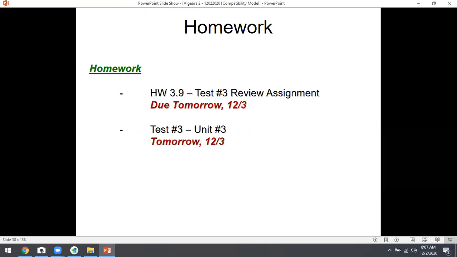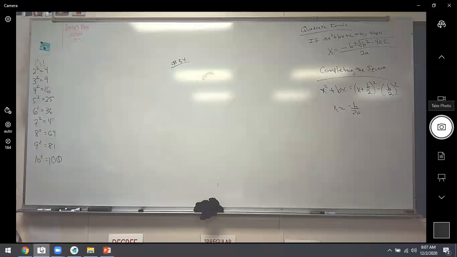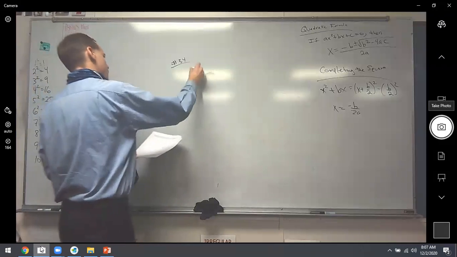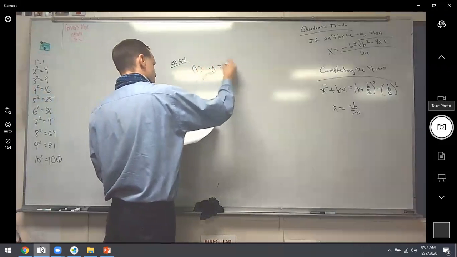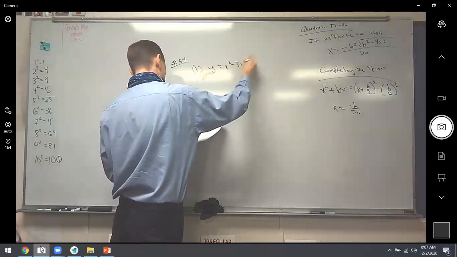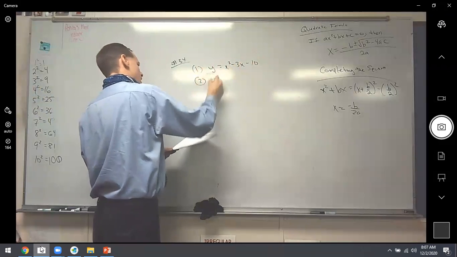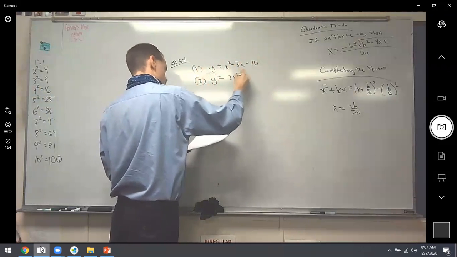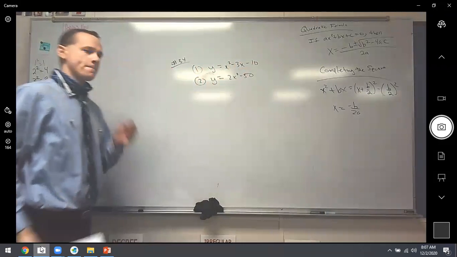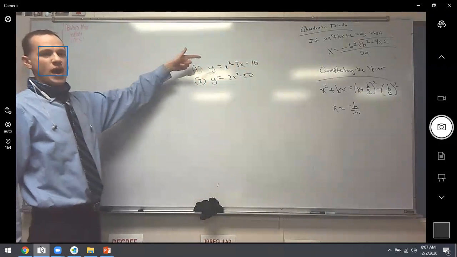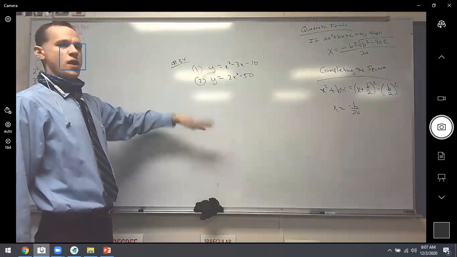All right, number 34. Two equations. Both of them already have y solved for. So equation 1 has y equals x squared minus 3x minus 10. And equation 2 is y is 2x squared minus 50. They look a little intimidating, but you already solved for y, right? So just plug it in for y in the other one.